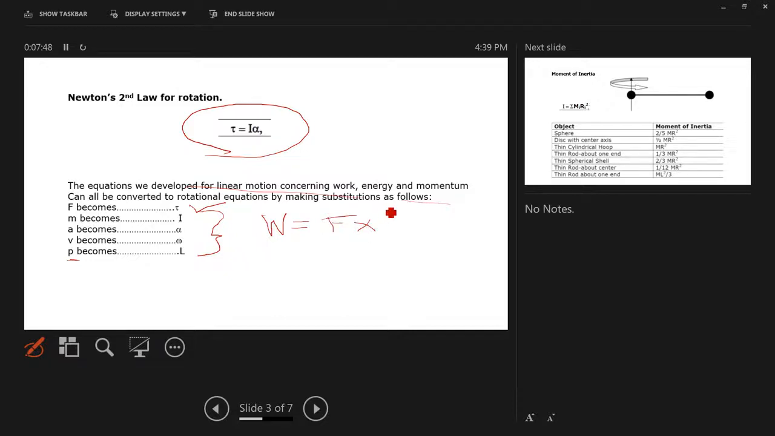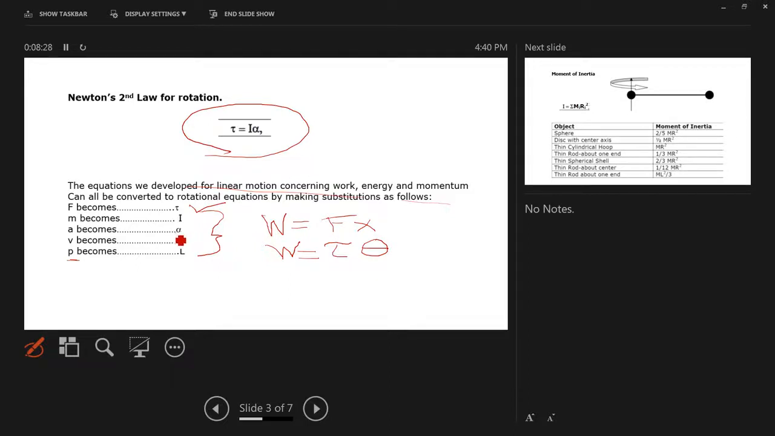Fx cosine theta, but let's just drop the cosine theta for now and have the force and the distance x in the same direction, so we don't have a cosine theta term. If we convert that to rotational work, then the force is replaced by tau, and the linear displacement is replaced by the angular displacement theta. And so there's your work expression for rotational motion. Work equals tau theta. All of the forms of the equation stay the same. We're just changing the symbols.